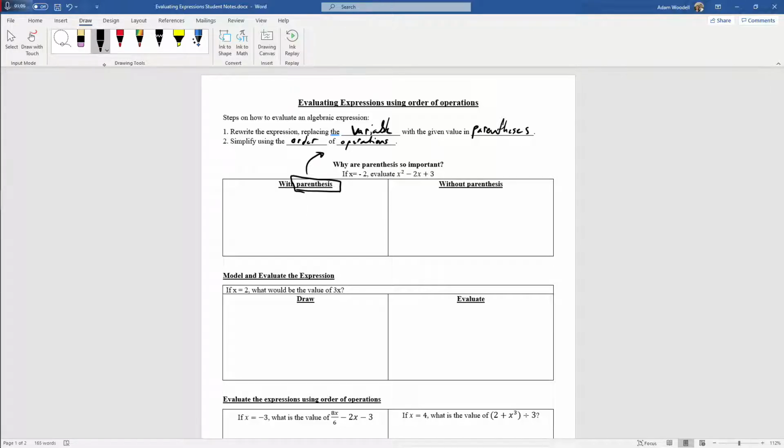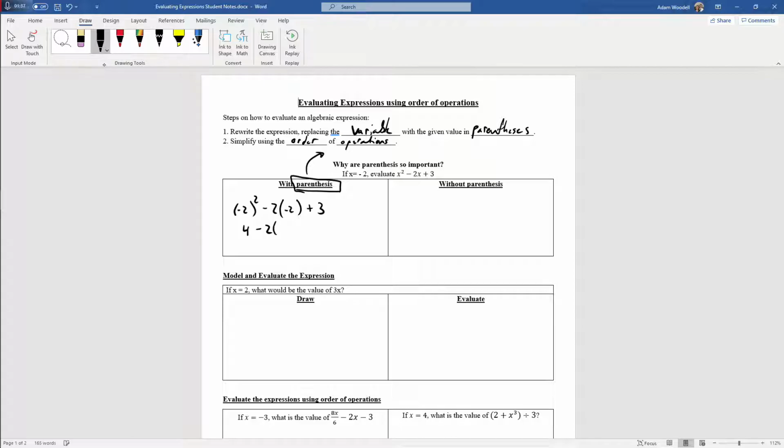I'm just going to take whenever I see an x and replace it with a -2. So it starts with -2 squared minus 2 times x. When I say times, it means I'm going to put it in parentheses right next to it, and then plus 3. Order of operations tells me to do my exponents first. So when I see this exponent right here, -2 squared is -2 times -2, which is 4.